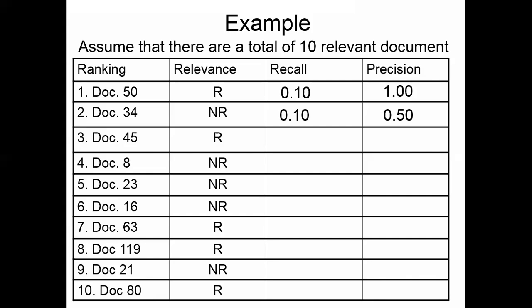Again, increase to 3. When we increase to 3, there are 2 relevant documents retrieved out of the 3. Now recall is increasing because the system identified 2 of the relevant documents when we increased the number of documents retrieved. What about precision? Out of the 3 documents retrieved, 2 of them are relevant, so precision is 2/3. Recall is 2 over the total relevant documents, 10.